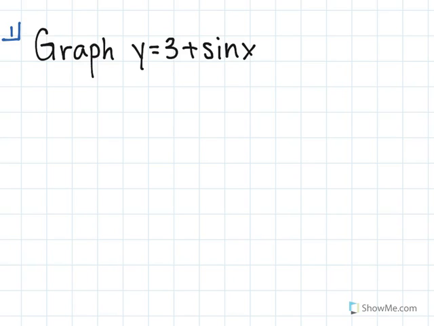In this problem, we're asked to graph y equals 3 plus sine of x. So this graph is going to look very similar to simply the graph of y equals sine x. However, there is going to be a vertical translation 3 units up. So when you're adding a number onto the function, it's going to shift it up vertically by that number of units. But if it was negative, it would shift it down.